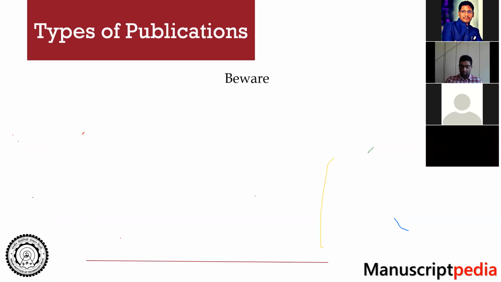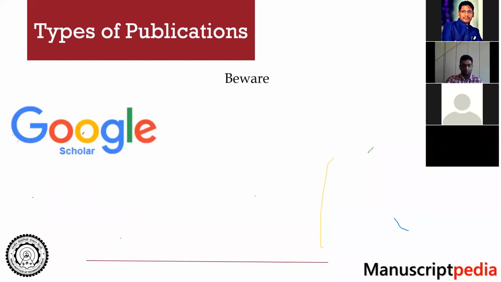Now, I need to get you cautious that there are other indexings like Google Scholar. Now, just because Google is associated with this indexing does not mean this is a very reputed or a very authentic indexing. If I open a journal today morning, today afternoon, I'll have the Google indexing. It carries no meaning if your journal is only indexed in Google Scholar.